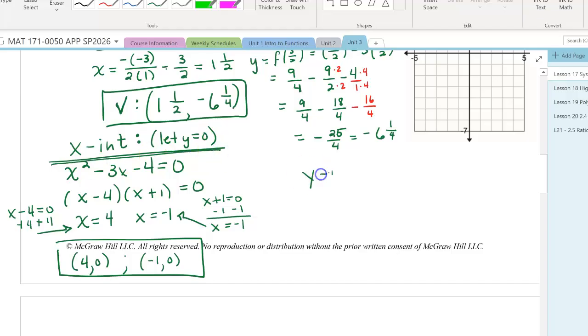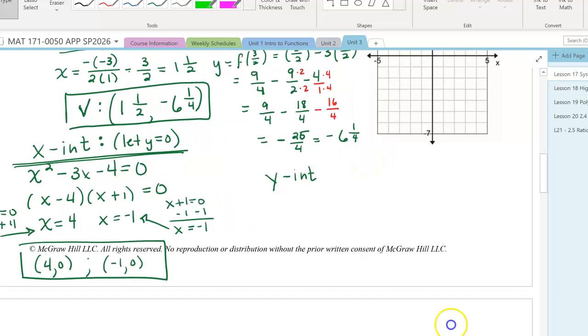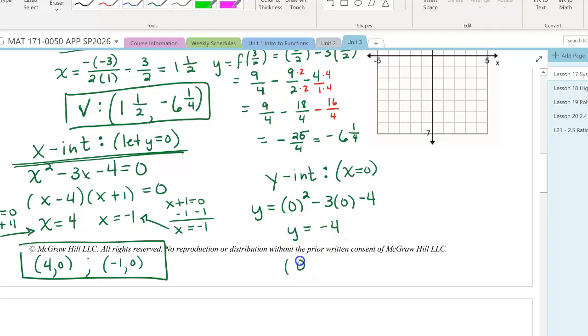Finally, I can find the y-intercept, which will give me the fourth point, and I can reflect that to get the fifth. To find the y-intercept, we're going to let x equal 0. So that means we're going to plug 0 into our function. So we'd have 0 squared minus 3 times 0 minus 4, which will give me negative 4. So 0, negative 4 is another point on this parabola.